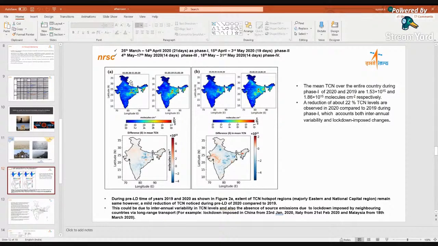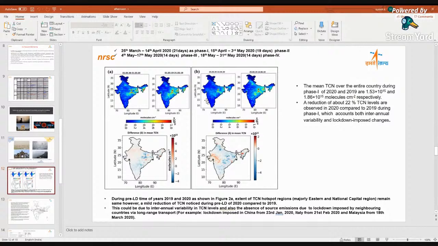And this is during the period 2020, and this is during the period 2019. And this is the difference. You can see a color bar here, which is in molecules per centimeter square. And this is the tropospheric NO2 concentration from satellite data. This is 25th March to 14th April of 2020, and this is of 2019. We are comparing the 2020 phase 1 period to the same period of 2019, and this is a difference map here, a spatial map.